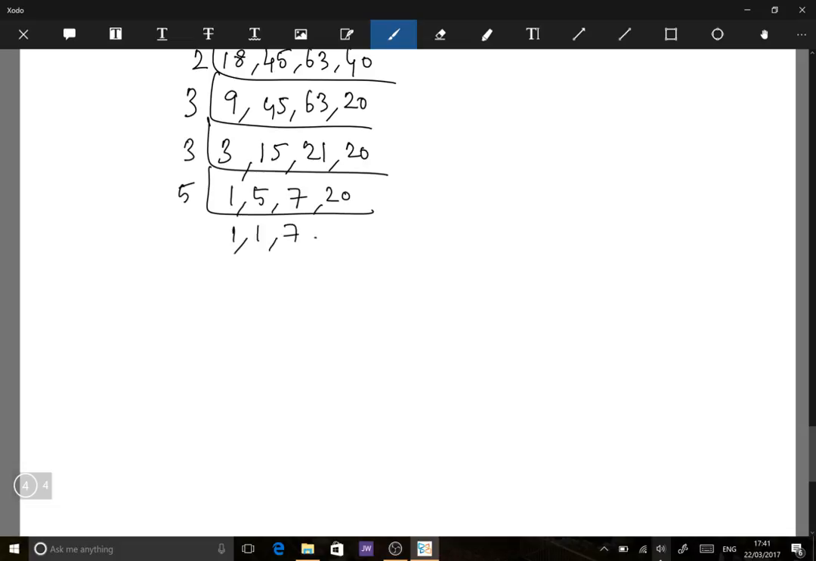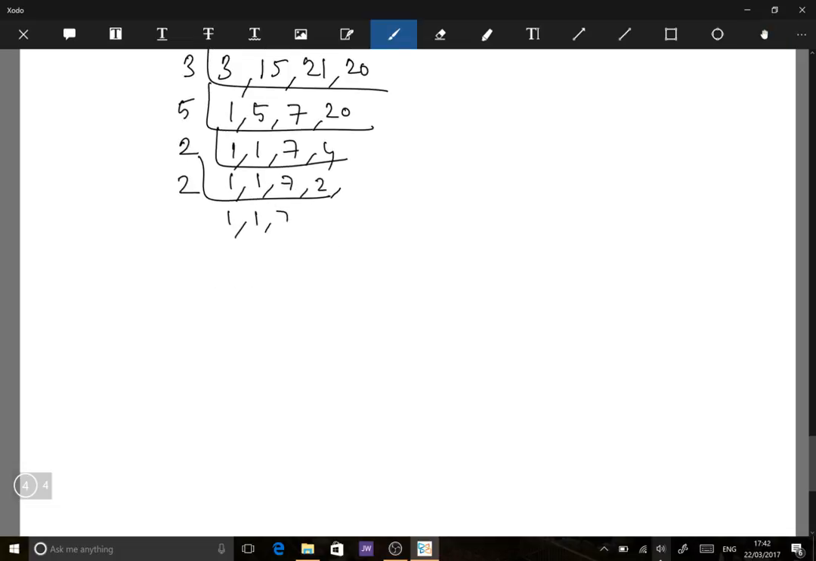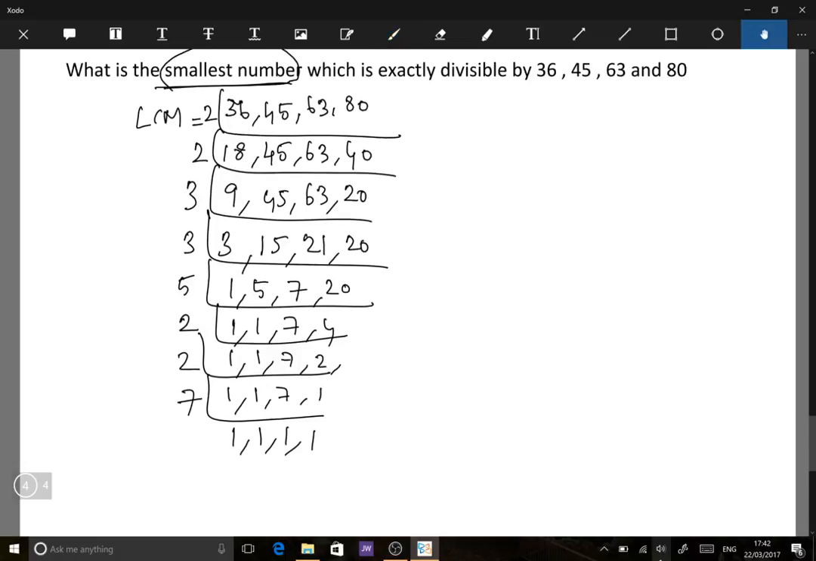1, 7, 4. Now 2: 1, 1, 7, 2. Now 2 again: 1, 1, 7, 1. Now again 7: 1, 1, 1, 1. So what are the multiples? I have 1, 2, 3, 4 2s, so 2 into 2 into 2 into 2, 2 3s, 3 into 3, and 5 and 7, so 5 into 7. So what is the answer?